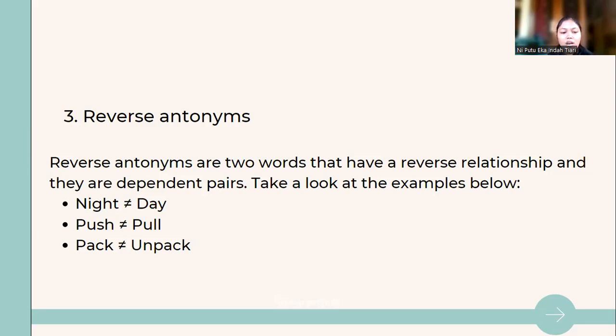If there is night, there must also be day. And the second example is push and pull. If there is push, there must also be pull. And then the last example is pack and unpack. If there is pack, there must also be unpack.